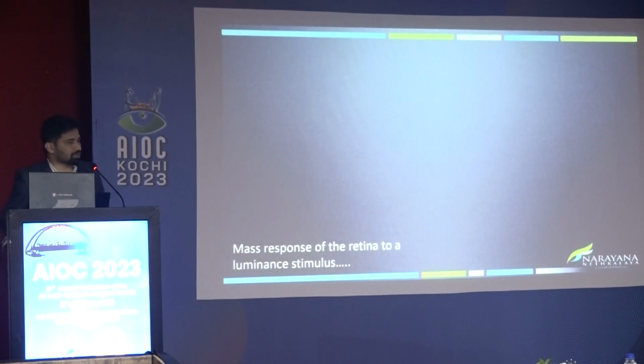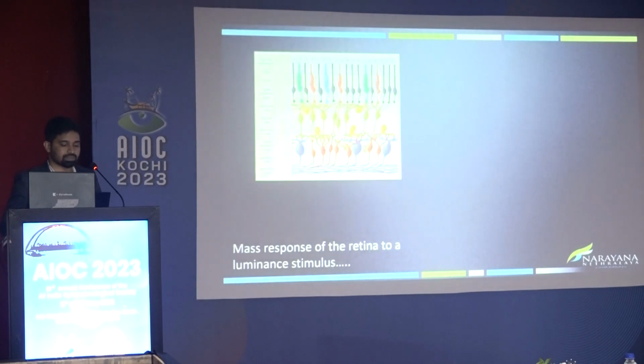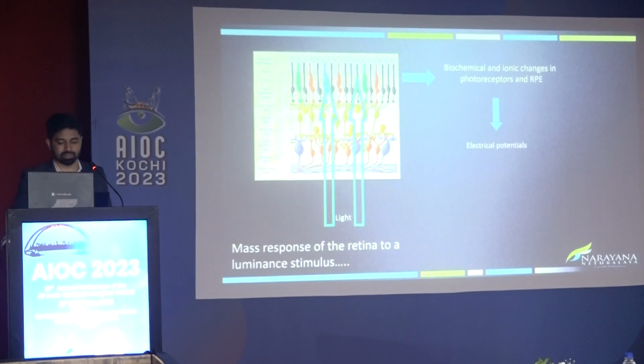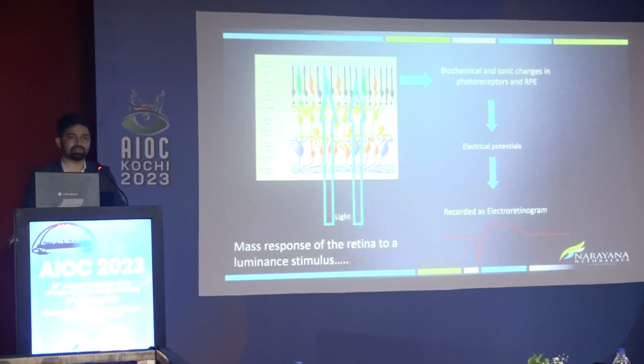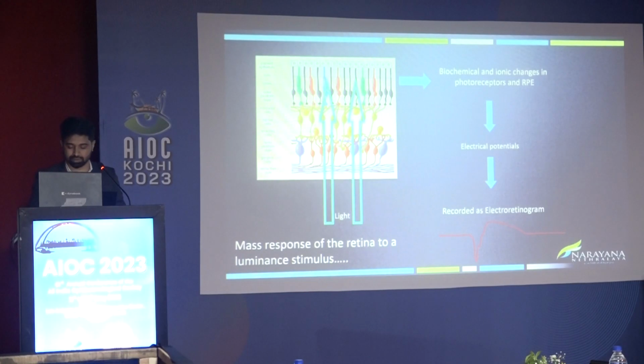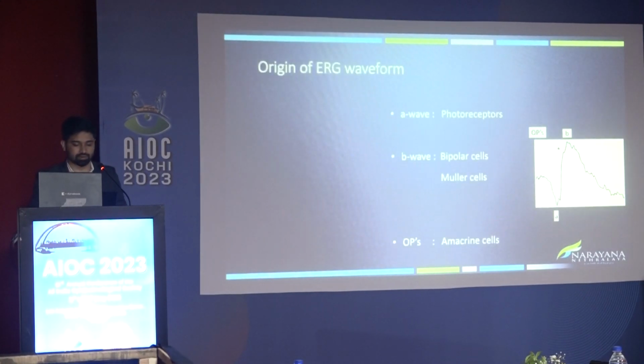So what is ERG? It's the mass response of the retina to a luminance stimulus. Simple. Just stimulate the retina with light. What happens? There will be biochemical and ionic changes in photoreceptors and RPE, which generate an electric potential, which is recorded as the electroretinogram. As simple as that. Stimulate the retina, an action potential gets generated, and that's what you're recording as the electroretinogram.